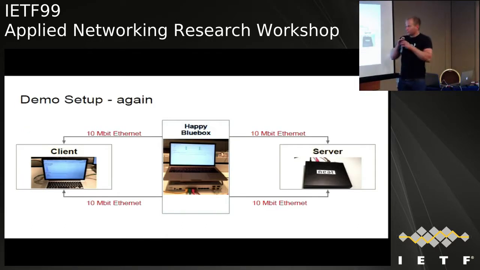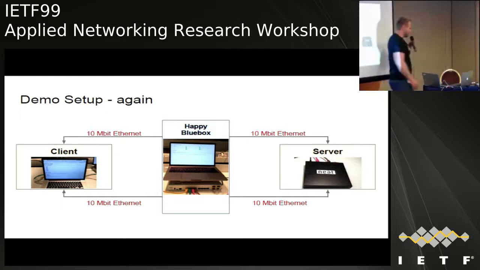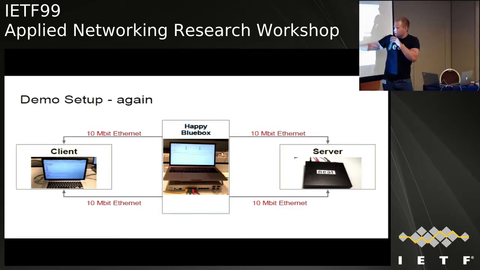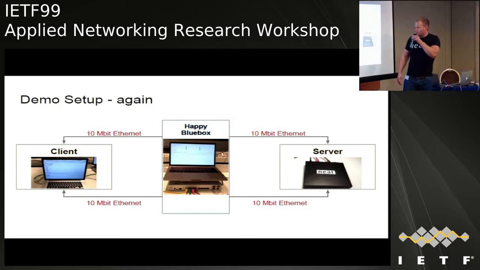So, setup again. Here's the client, which is this machine where the presentation is running on. And this is the Happy Blue Box stack. And on the bottom, you have a Cisco switch between the laptop, which is not connected today because it's not usable to always switch the projector between two machines. There's the Happy Blue Box router. And here we have the network server, which is this little box. This is the Happy Blue Box stack. This is the client.